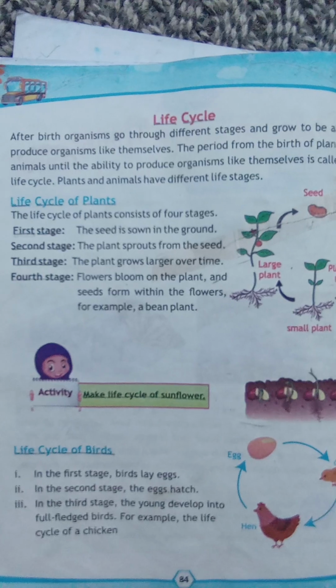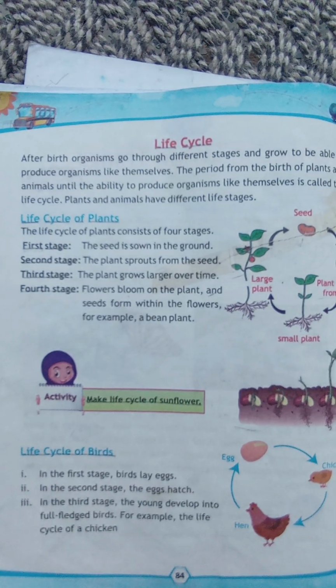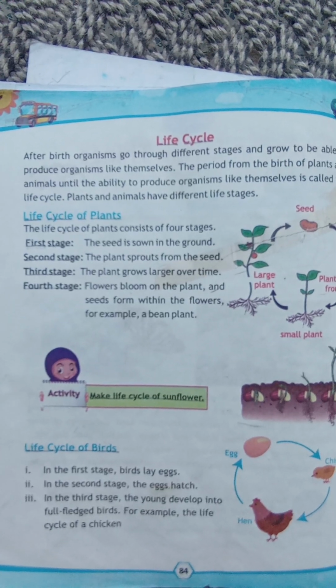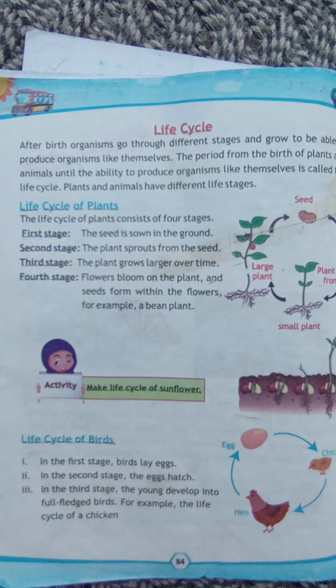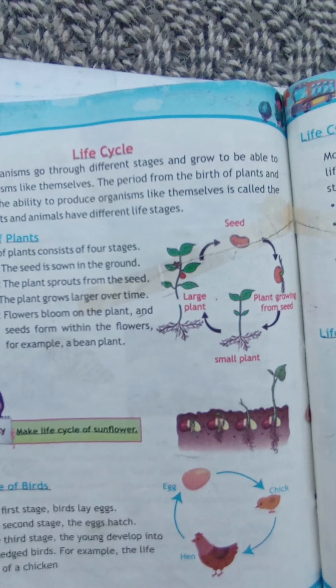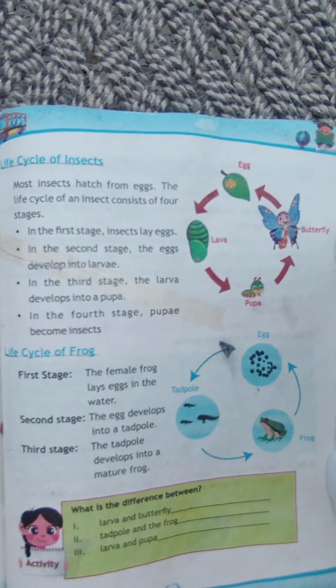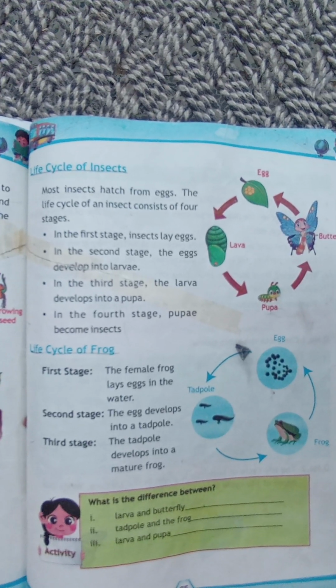Life cycle of birds. In the first stage, birds lay eggs. In the second stage, the eggs hatch. In the third stage, the young develop into full-fledged birds. For example, the life cycle of a chicken. On the next page, there are also the life cycle of insects and the life cycle of frog.